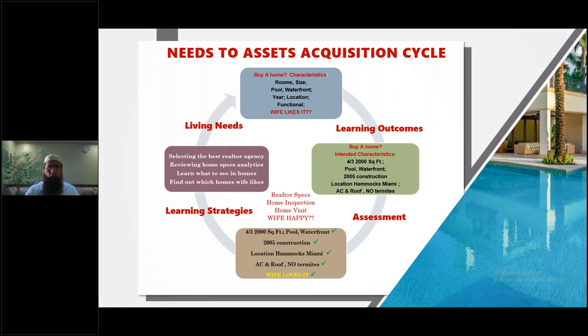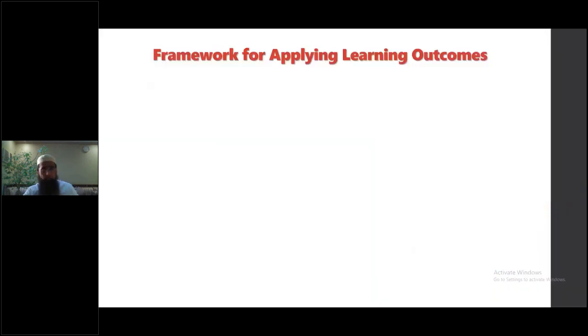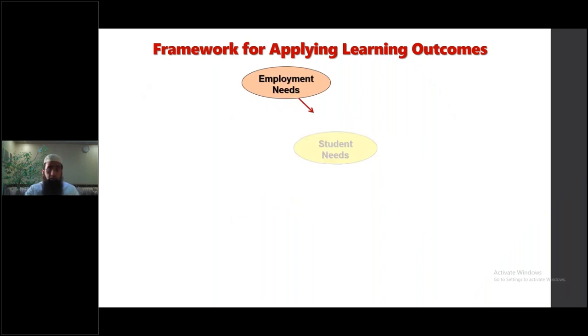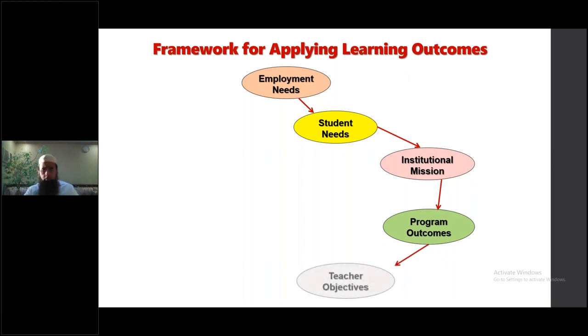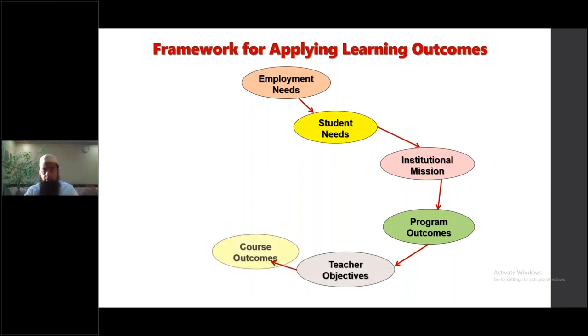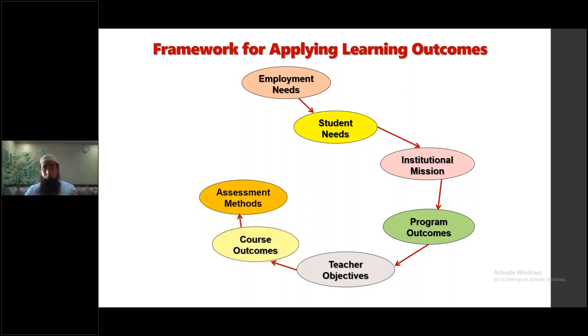And over here, we're talking about acquisition of learning. So employment needs feed into student needs, and then actually it goes beyond employment, but we will come to that. Then it also feeds into the institutional mission, and then we have program outcomes, and from there we develop the teacher objectives. From there we go to course outcomes. From course outcomes we proceed to assessment methods, because we need to know how we are going to assess this particular course outcome.